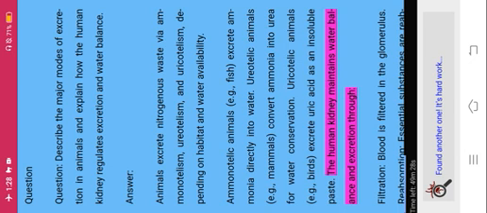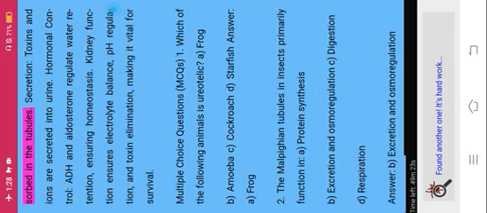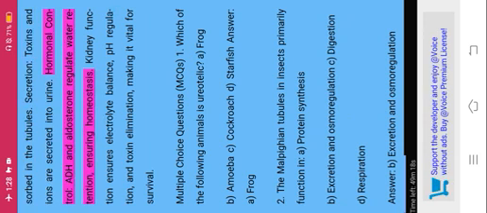The human kidney maintains water balance and excretion through filtration. Blood is filtered in the glomerulus. Reabsorption. Essential substances are reabsorbed in the tubules. Secretion. Toxins and ions are secreted into urine. Hormonal control. ADH and aldosterone regulate water retention, ensuring homeostasis. Kidney function ensures electrolyte balance, pH regulation, and toxin elimination, making it vital for survival.